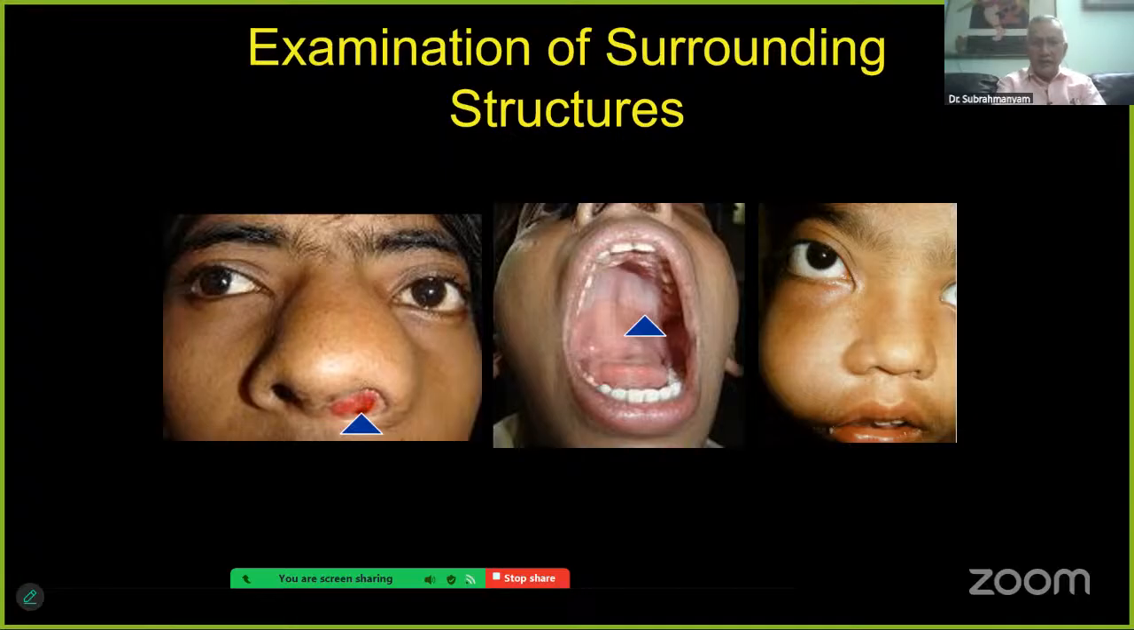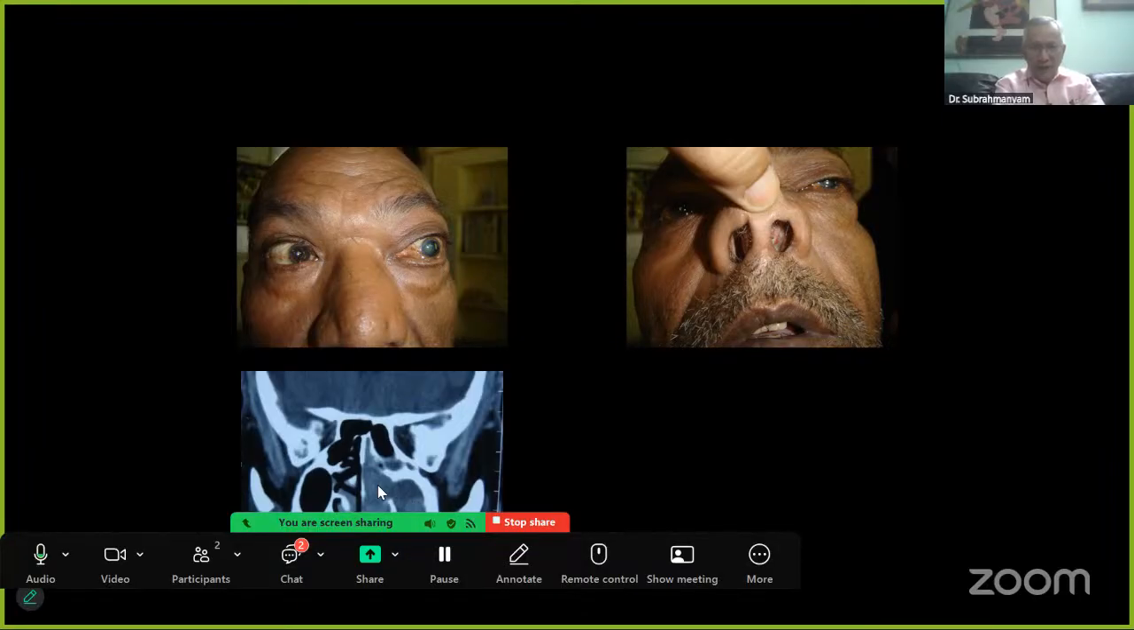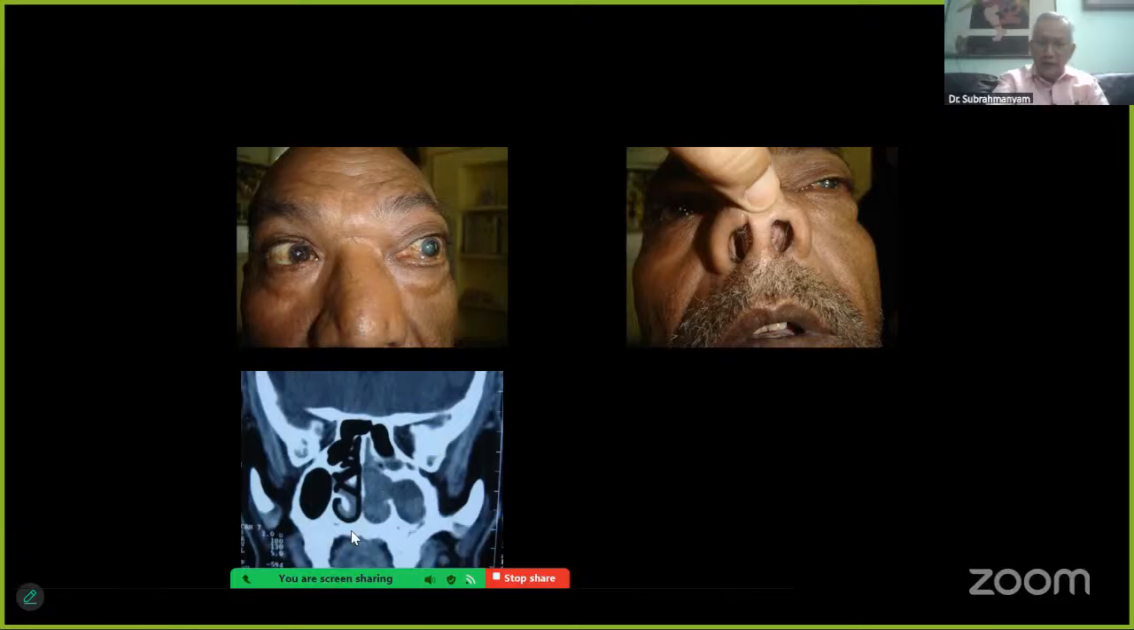Examine the surrounding structures. You can see that the nose is grossly deviated, and you can see a mass, which is a fibroadenoma involving the nose and the nasopharynx. Here you can see fullness in the maxillary sinus with proptosis. So here you can see a mass in the nose in case of proptosis on the same side, and the CT shows a mass coming from the maxillary sinus, involving the nose and encroaching onto the orbit.